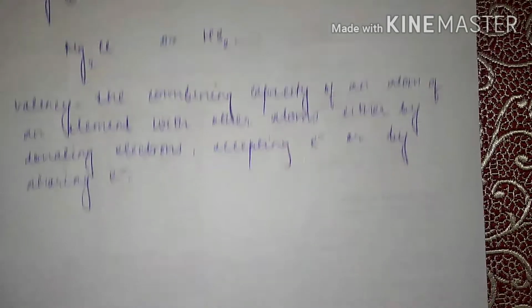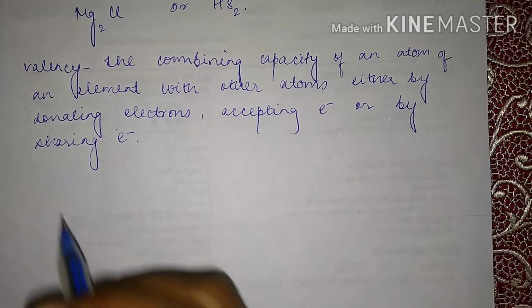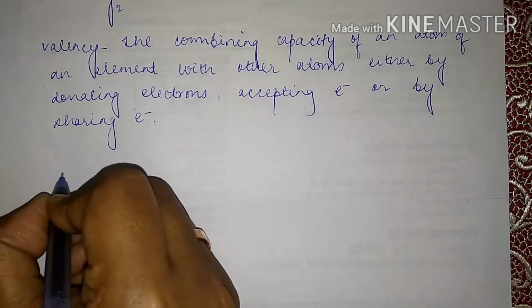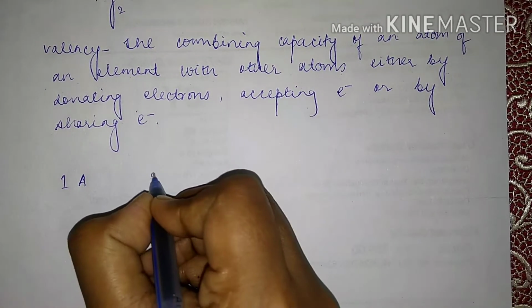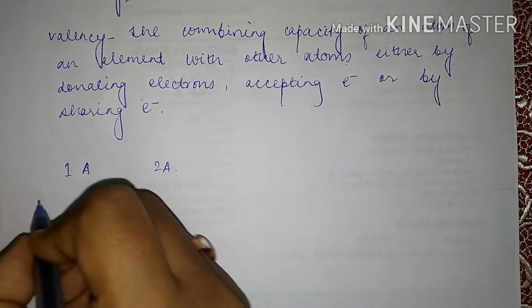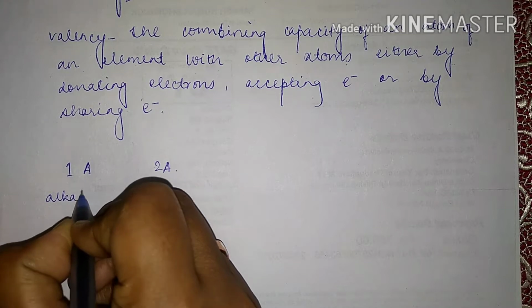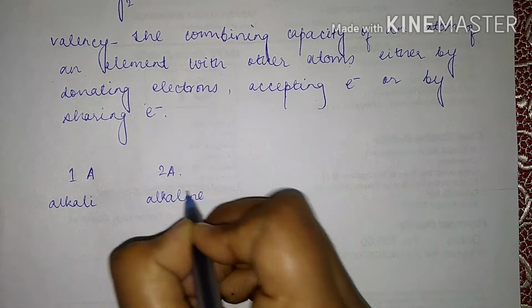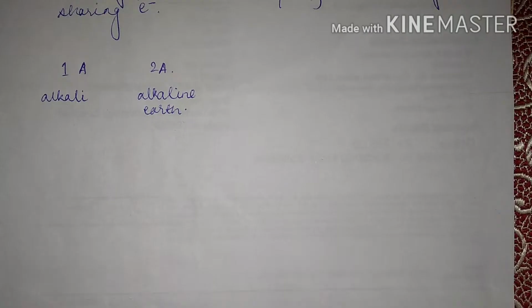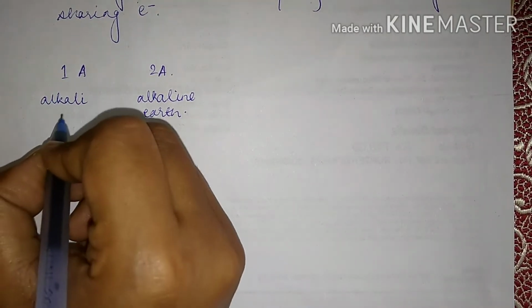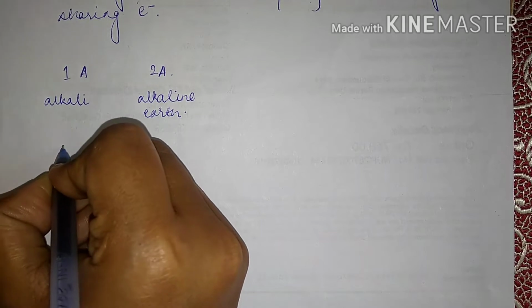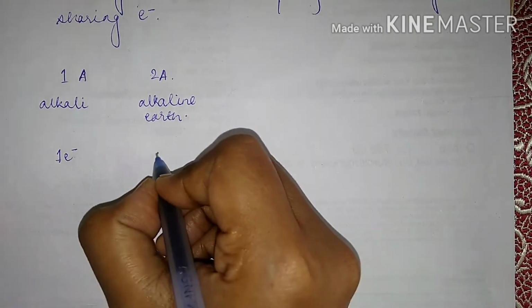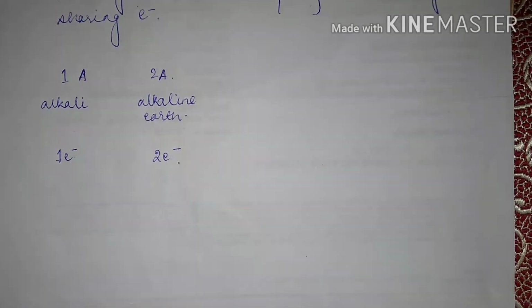Okay, so we know that in the periodic table, we have metals on the left hand side, that is group 1a and group 2a. Group 1a is called the alkali metals, and group 2a are called alkaline earth metals. The metals of group 1a donate 1 electron, and the metals of group 2a donate 2 electrons to gain stability.